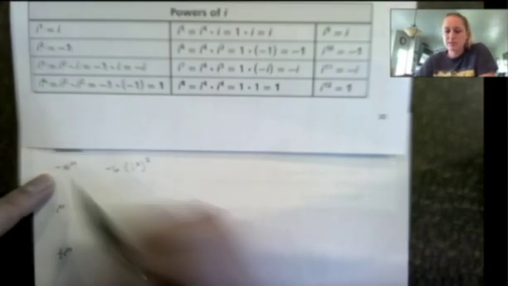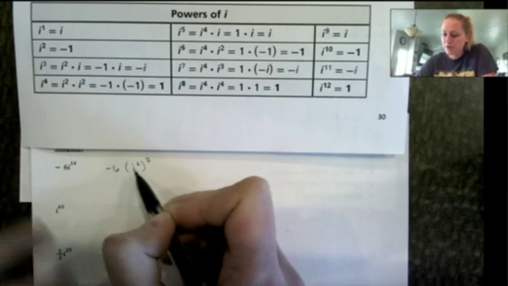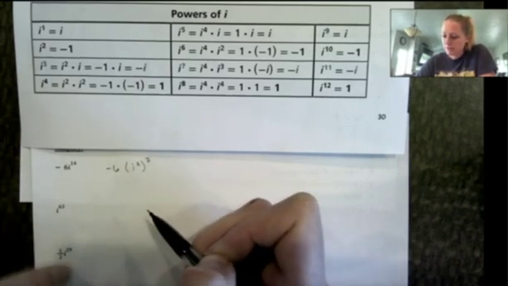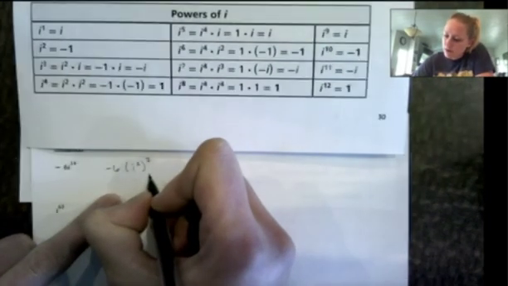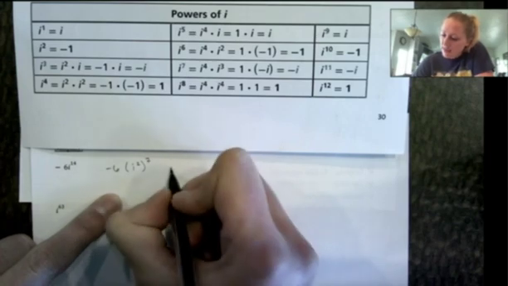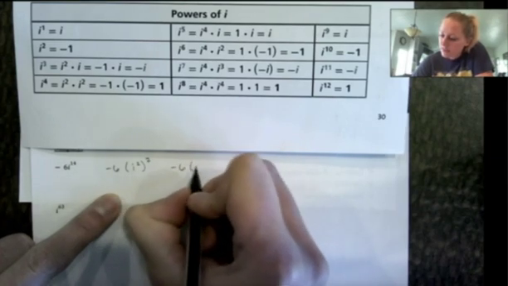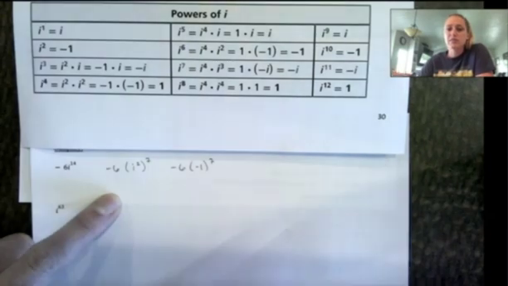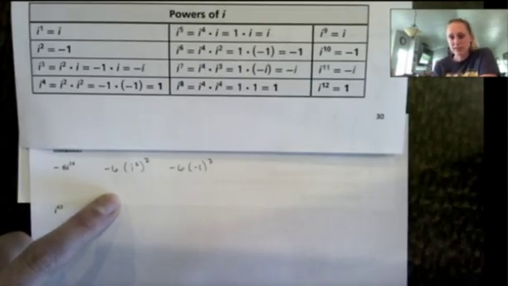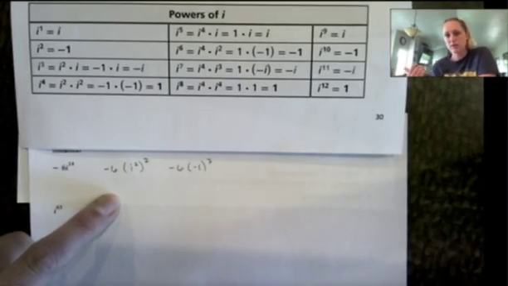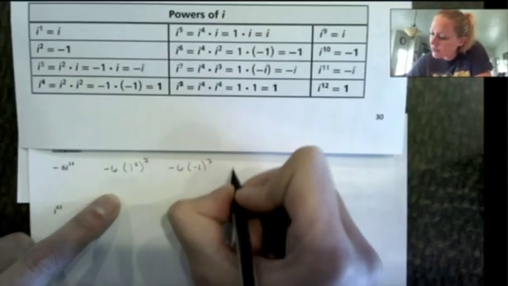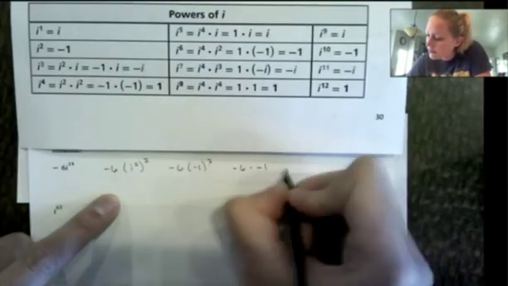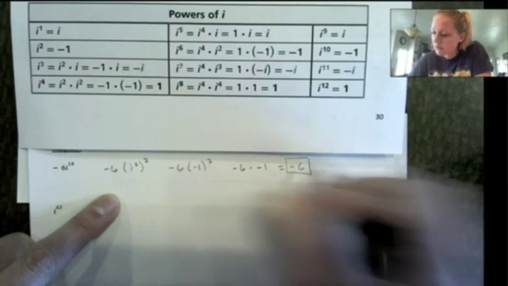Because I know that's the same as i to the 14th. Well, why is that helpful? Well, i squared is negative 1. So I get negative 6 times negative 1 to the 7th. Negative 1 to an even power is always positive 1. Negative 1 to an odd power is always negative 1. So this is just negative 6 times negative 1, or positive 6.